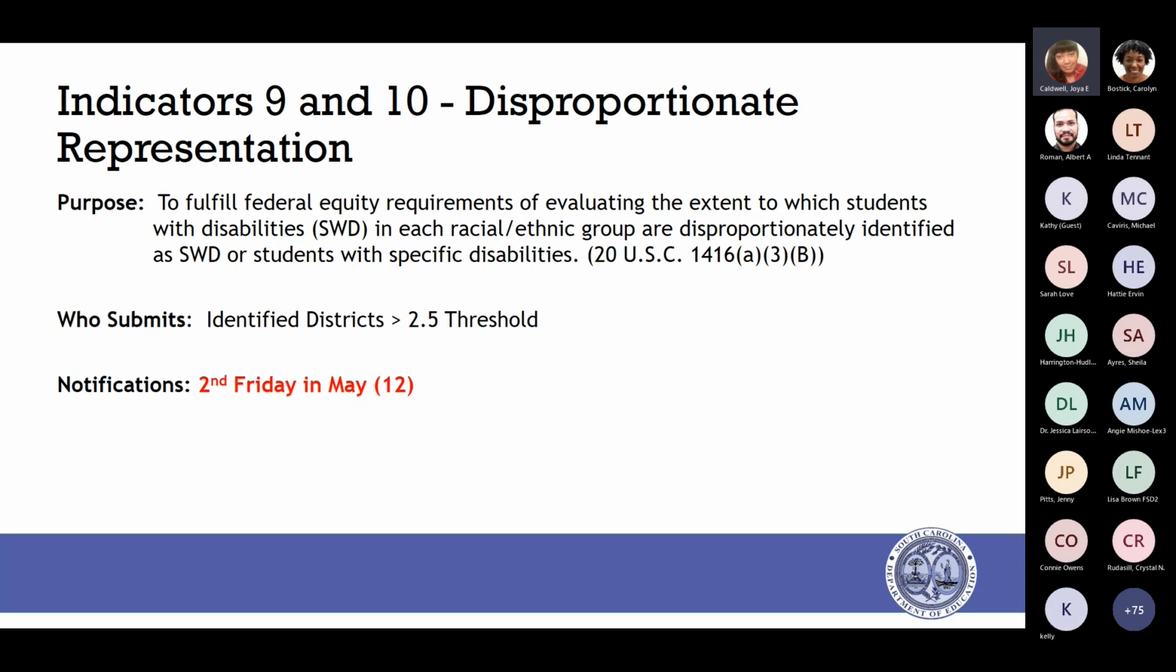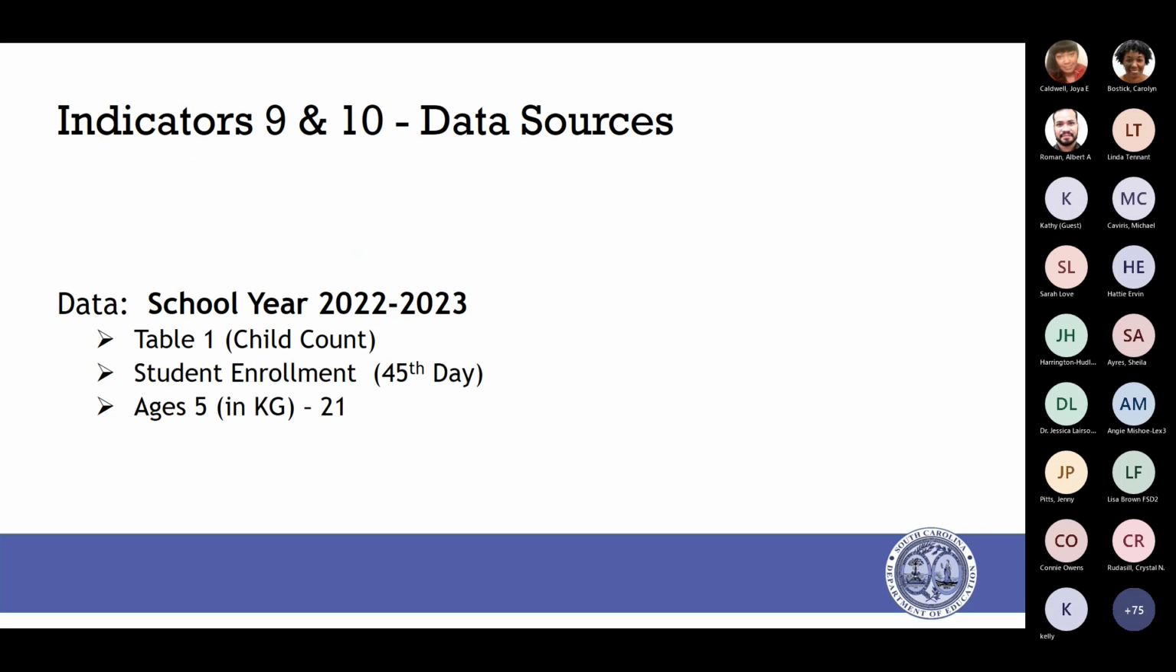So it's fulfilling a federal equity requirement, but 9 and 10 will measure the extent to which students with disabilities in each of the 7 race or ethnic groups are disproportionately identified as disabled or having a specific disability. And you'll see what those disabilities are specifically on the subsequent slide.